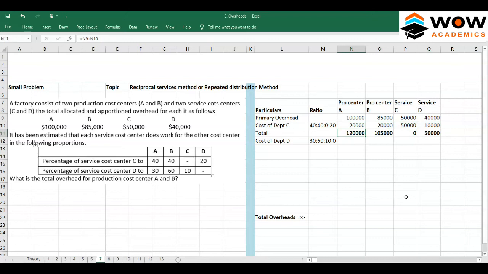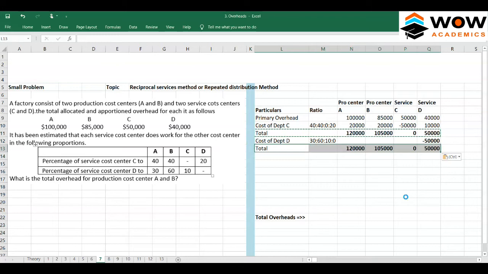Department D is not anymore 40, it has become 50. So now you have to remove the 50, and we can also work out the total again. So the total comes to 0. This has come to 0, this also is 0. So let's now work out. If you put 50,000 into 30 divided by 100, done. Now again it's going to be for 60.